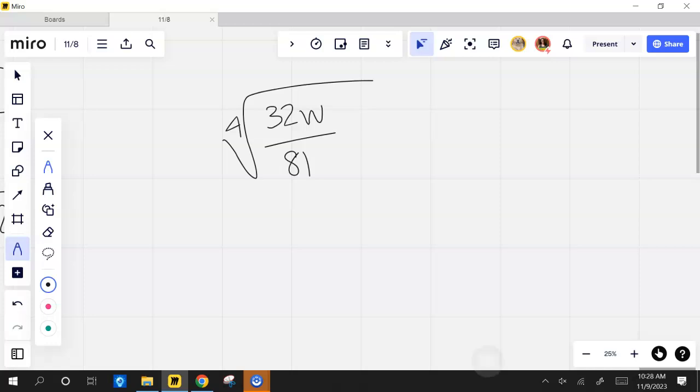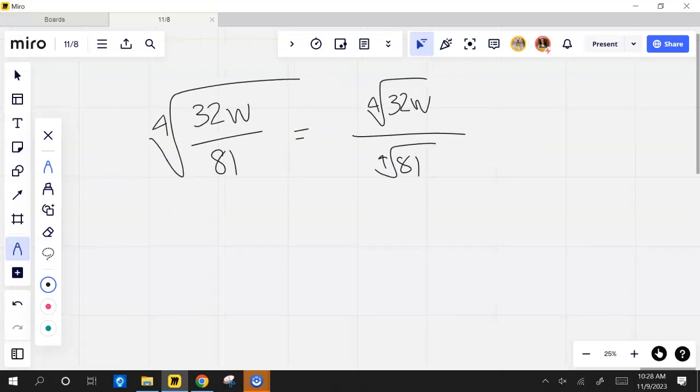Oh, it's not all. I could make this the fourth root of 32w over the fourth root of 81, and we've been working with things like this, right? What times itself 4 times goes into 32 evenly? Fourth power. 16, right? 16 and 2. So the fourth root of 16 and the fourth root of 2, and that w still under there, right? How about 81? So I'm literally just doing this.